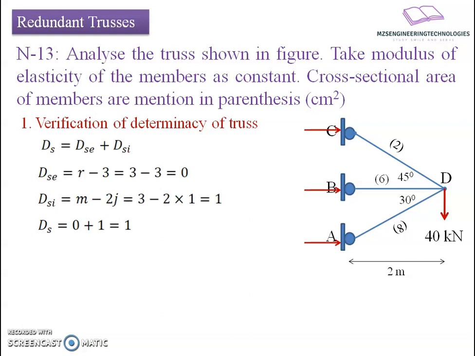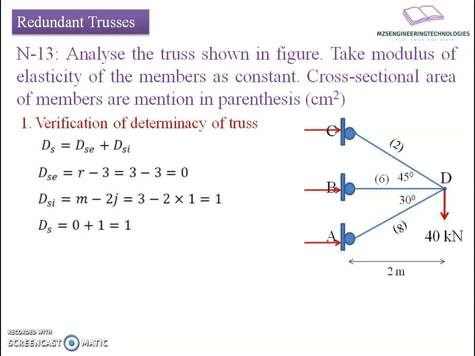For internal compatibility, we have the equation m minus 2j, where m is the number of members, which is 3 here, minus 2 into 1, as only one joint is available, resulting in a value of 1. This shows it is internally not compatible with reference to a statically admissible case. Hence the degree of static indeterminacy equals 0 plus 1, resulting in a value of 1, meaning one member force in excess.